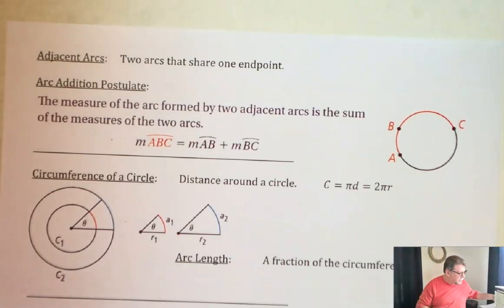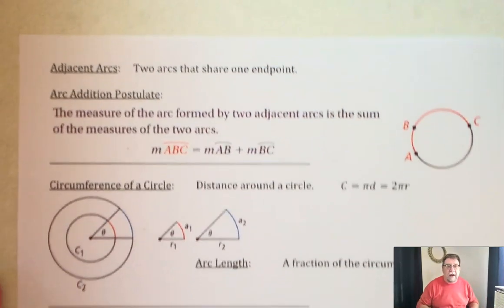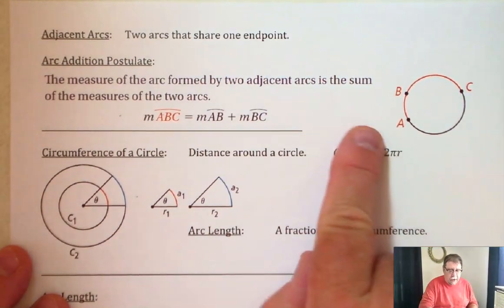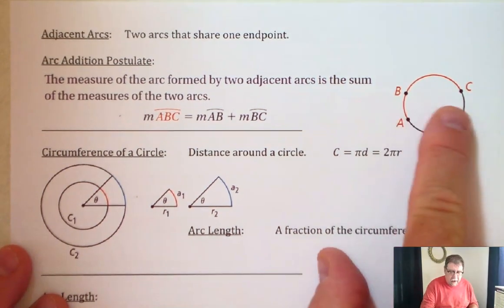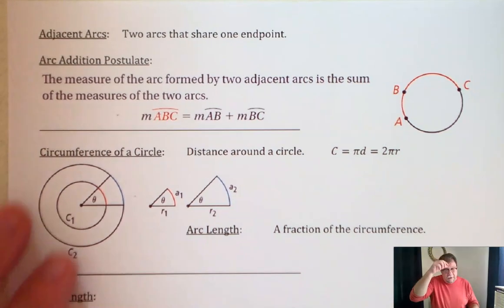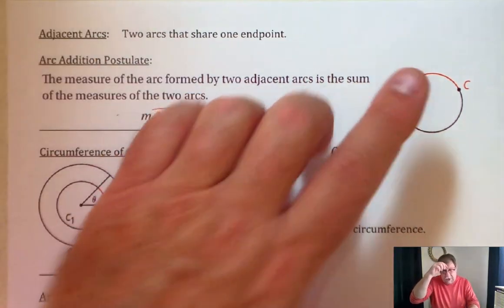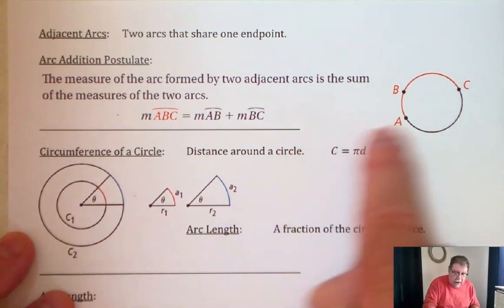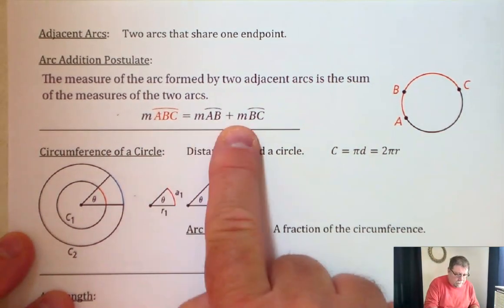Now let's take a look at some other things here. We have adjacent arcs. Adjacent arcs are two arcs that share an endpoint. So arc AB and arc BC added together would give you, the two adjacent arcs. If you add them together, you can find the other arc ABC. So we can add two arcs together.